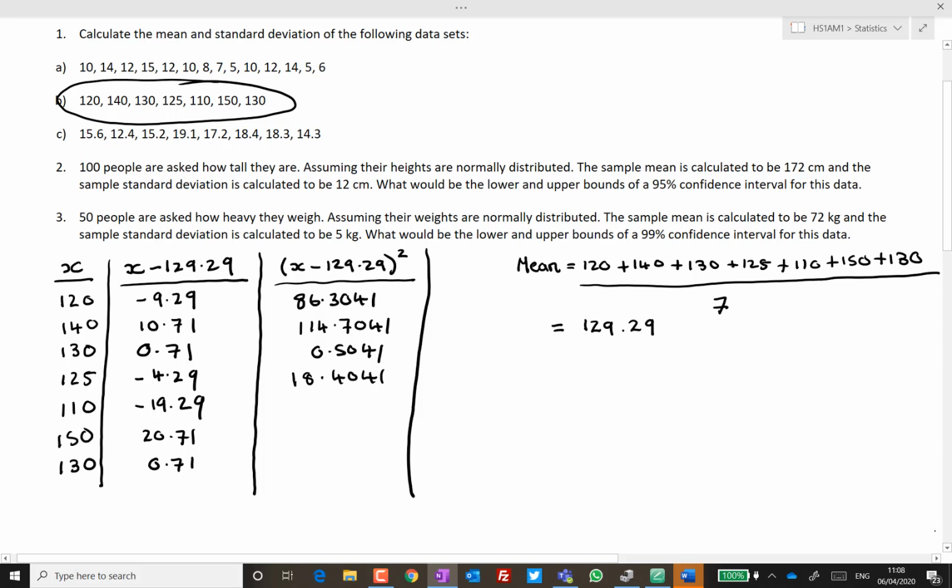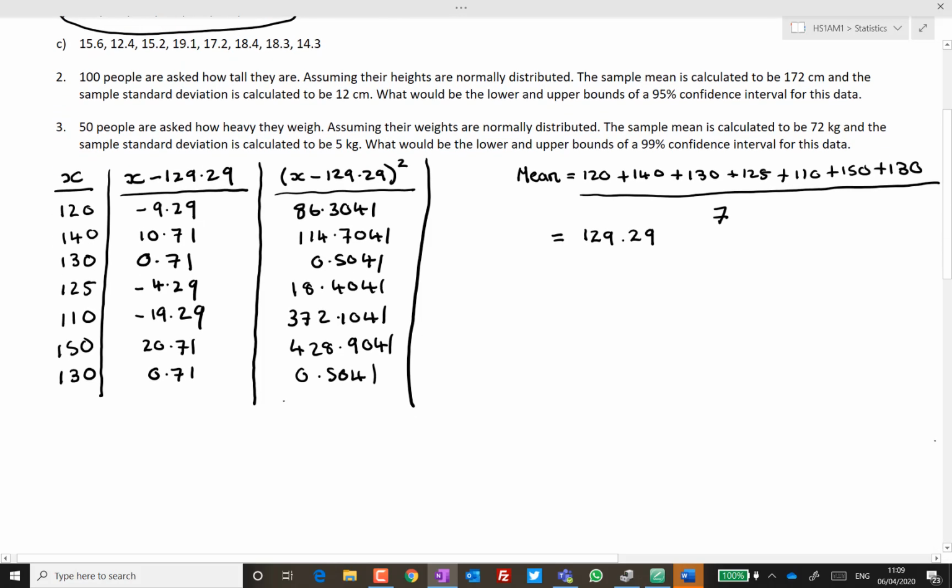Minus 19.29 squared, give me 372.1041. 20.71 squared, give me 428.9041. And finally 0.71 squared, give me 0.5041. So remember that when we've done these, we need to add all those values up together.